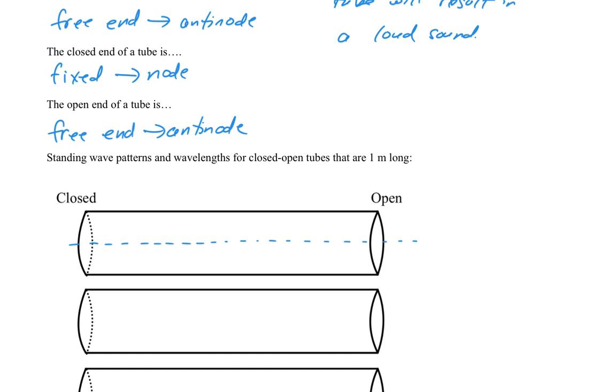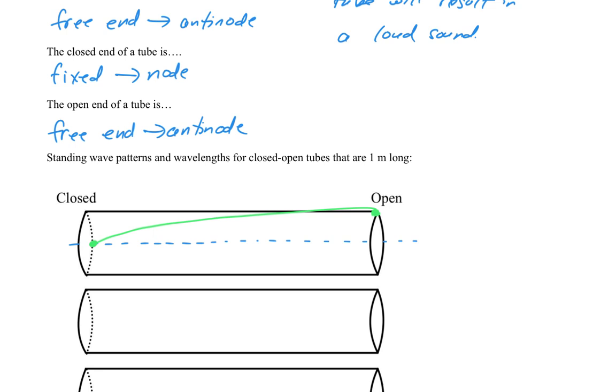And then I'll pick a different color here, sure, why not green. And I know that at the closed end, I'm going to have a fixed end, so I have a node. And at the open end, it's going to be a free end, so I'm going to put an antinode. And then I'm going to draw that, and it's just a very long connection there.